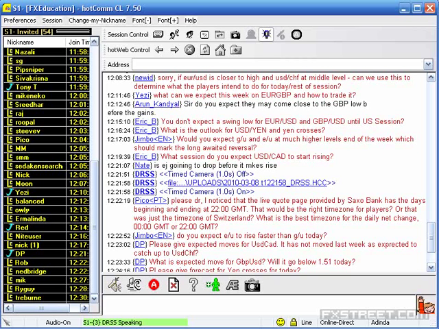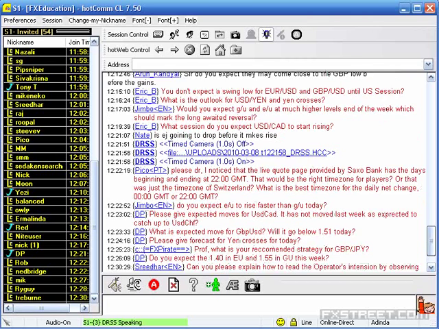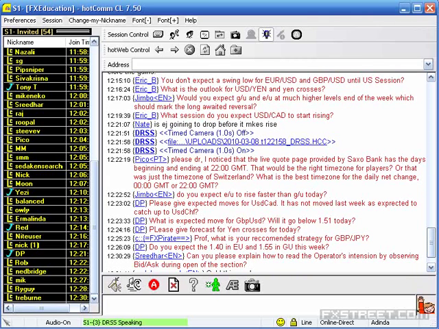Then Jimbo, would you expect GBP and Euro at much higher levels at the end of the week? This should mark the long awaited reversal. Yes. As I explained, after the first week of March, you will come across the trend being set. Probably today you will come across a little bit of false moves and then subsequently the trend will be set. By tomorrow we will be able to understand what trend they have set for this particular month. Then you will be able to understand how you yourself can read the trend reversal.